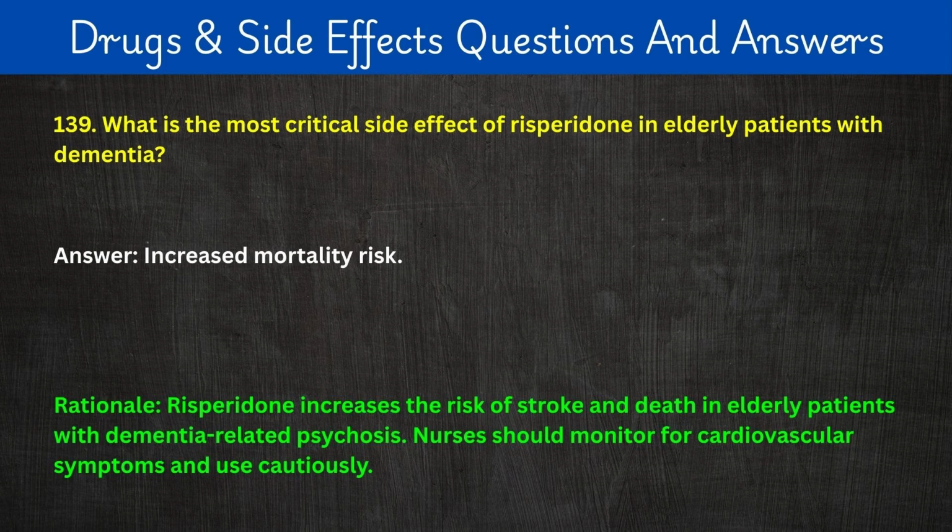139. What is the most critical side effect of risperidone in elderly patients with dementia? Answer: Increased mortality risk. Rationale: Risperidone increases the risk of stroke and death in elderly patients with dementia-related psychosis. Nurses should monitor for cardiovascular symptoms and use cautiously.